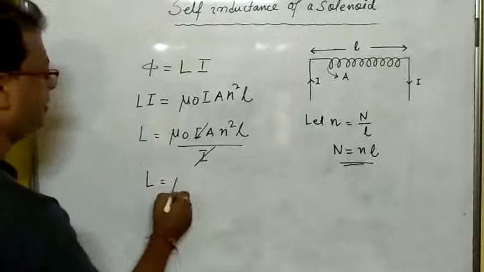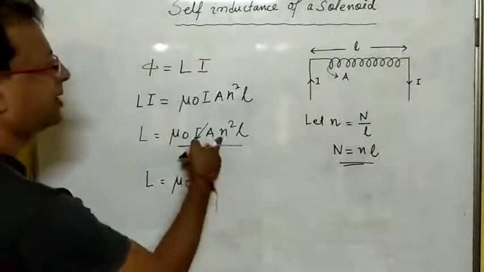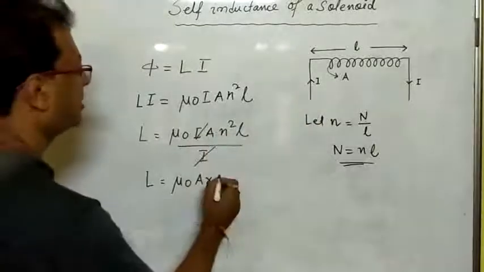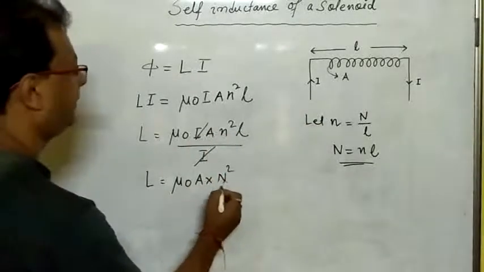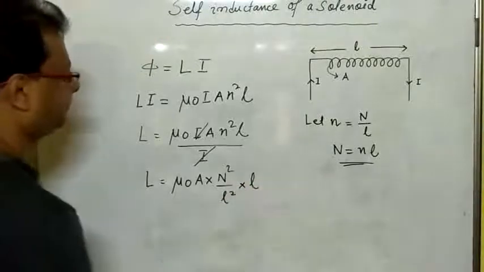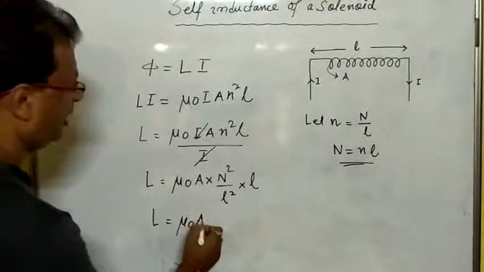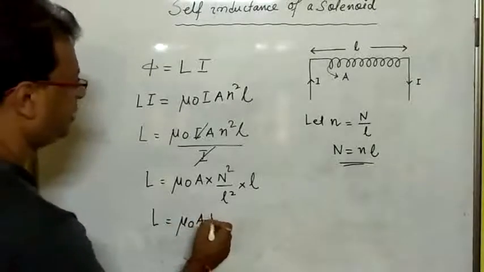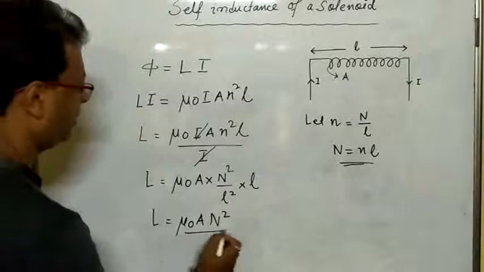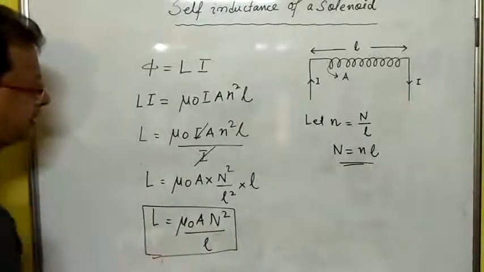So L equals how much? Mu naught A into n squared, where n squared is capital N squared divided by L squared, into L. So L is equal to mu naught A into capital N squared divided by L. So this is the expression for the self-inductance of a solenoid.